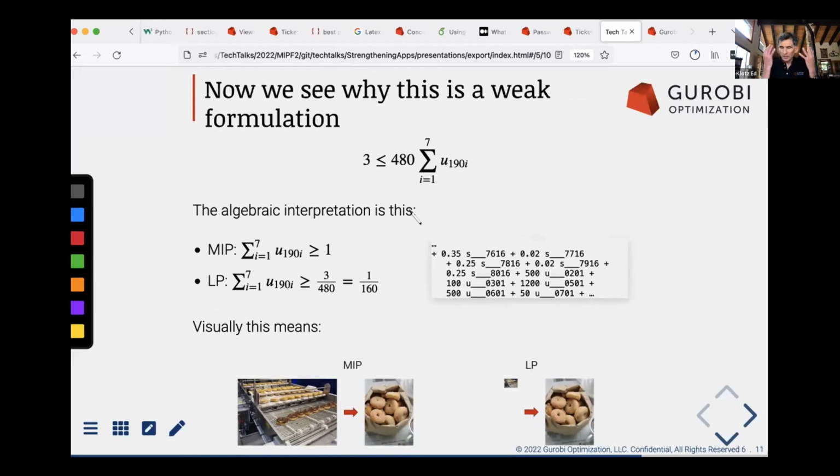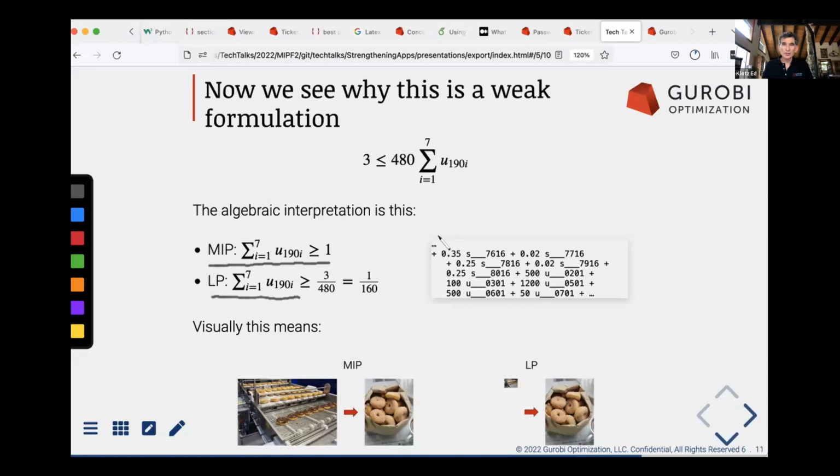And now we can draw on what we talked about earlier at the beginning of the presentation about this notion of distinguishing the system associated with the MIP model and the system associated with the LP model. So in the MIP case, this is telling us that the sum of these 7 fixed charge binaries is at least 1. In the LP case, though, it just says that the sum of these 7 fixed charge binaries, moving the 480 onto the other side of the constraint, is at least 1/160th.